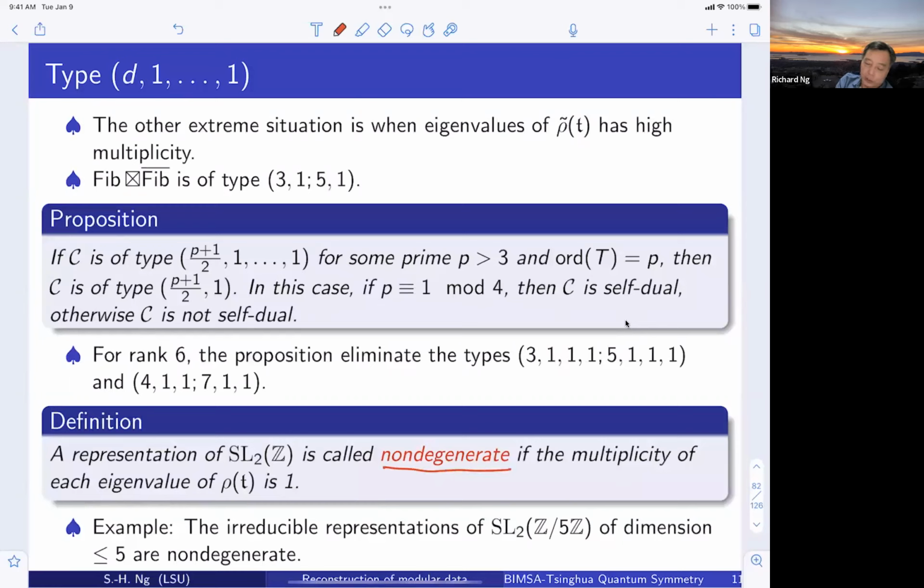They are non-degenerate. Non-degenerate means the multiplicity of each eigenvalue is 1, so they don't repeat. We have a lot of these irreducible representations of SL2C, particularly in small rank. For example, the irreducible representations of SL2C mod 5 of dimension less than 5 are all non-degenerate. In fact, any irreducible representation of dimension less than 5 of SL2Z is non-degenerate. But this can be obtained by observing the example directly. When you go to higher degree, it could repeat, depending on the type of irreducible. It could repeat quite often. The multiplicity could be high.